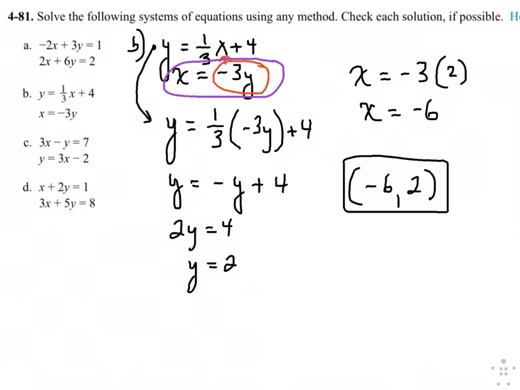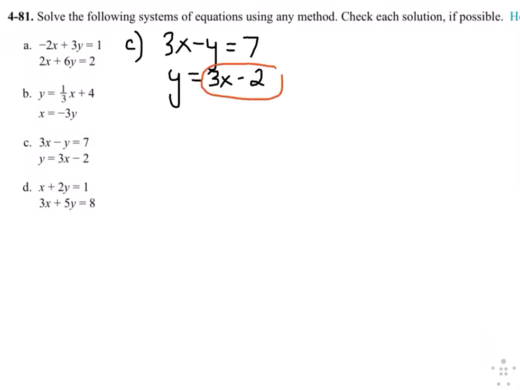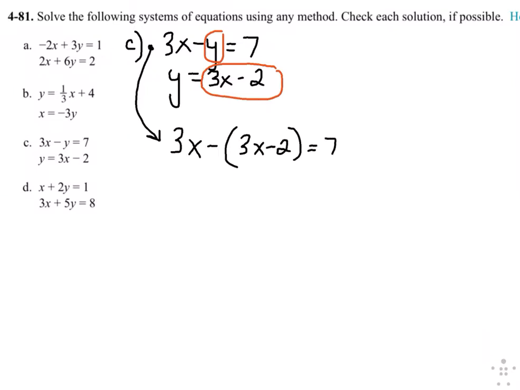Okay, let's do C now. Let me make some space. C, we have 3x minus y equals 7, and y equals 3x minus 2. Okay, I'm going to use substitution. I'm going to take the 3x minus 2, and I'm going to put it in for y. So this top equation becomes 3x minus all of this, 3x minus 2, equals 7. We substituted in 3x minus 2 for y.